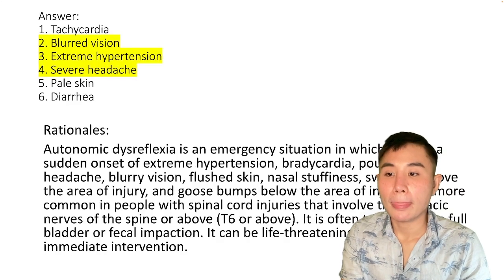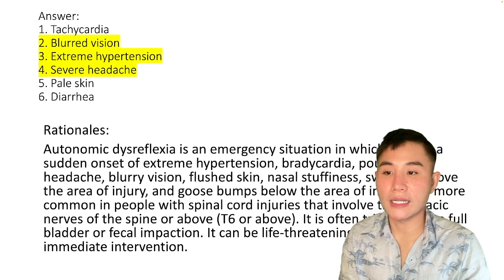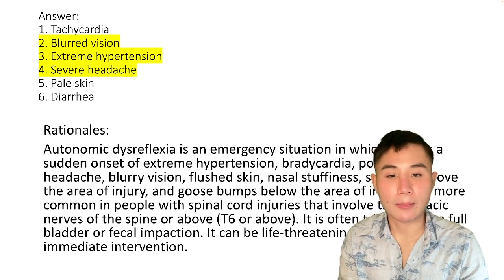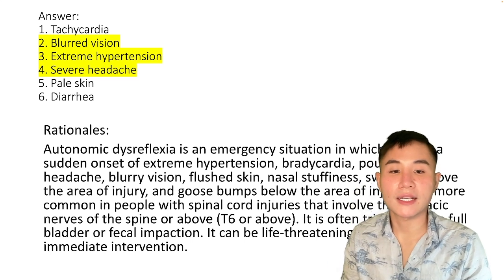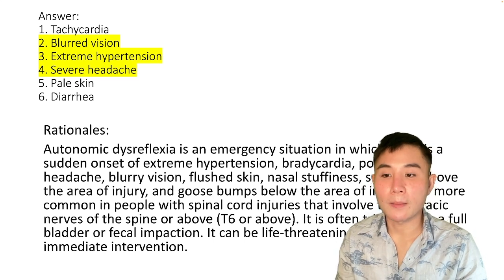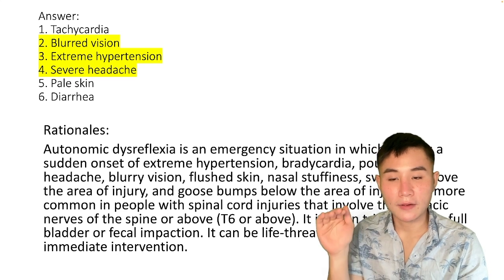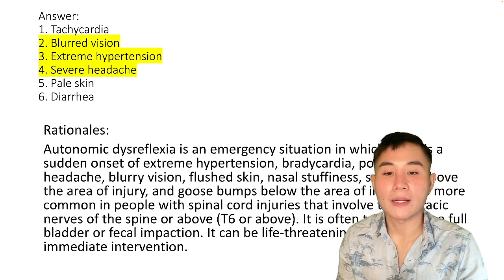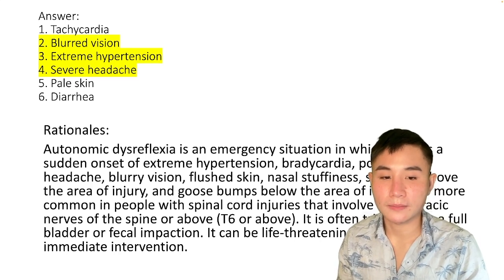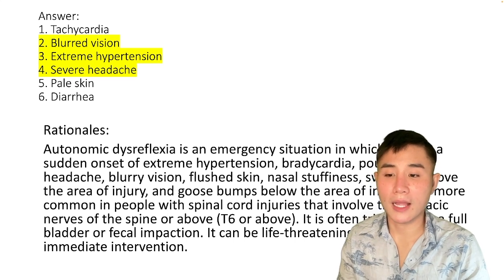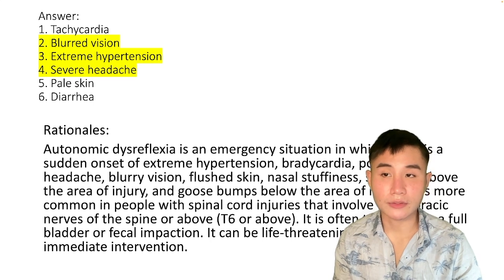All right? So, rationale: autonomic dysreflexia is an emergency situation in which there is a sudden onset of extreme hypertension, bradycardia, pounding headache, blurry vision, flushed skin, and nasal stuffiness, sweating above the area of injury, and goosebumps below the area of injury. Okay, sweating above and goosebumps below. It is more common in people with spinal cord injury that involves thoracic nerves of the spine or above. It is often triggered by a full bladder or fecal impaction. It can be life-threatening and requires immediate interventions.